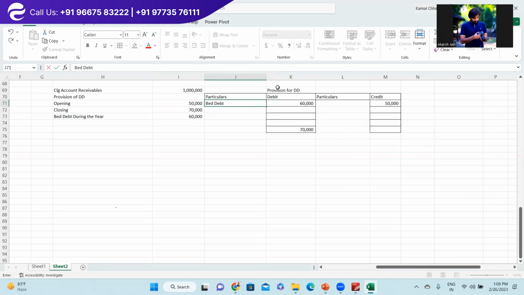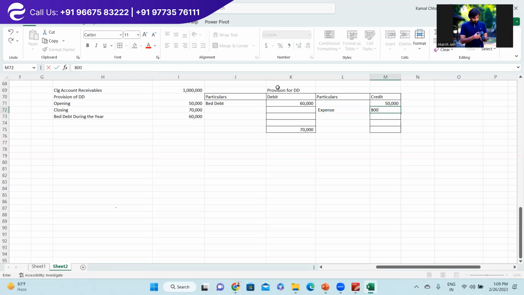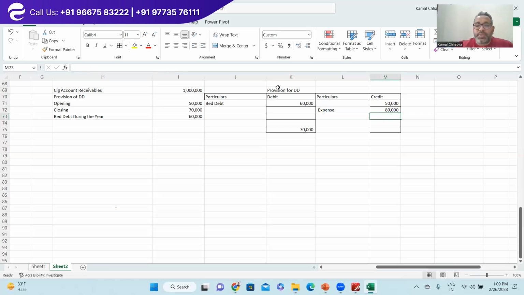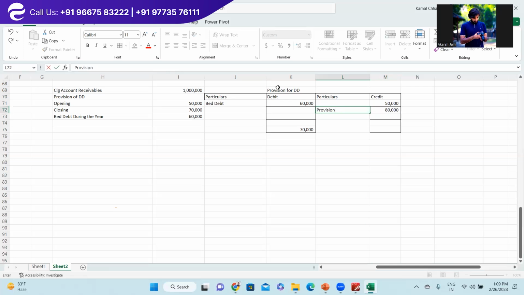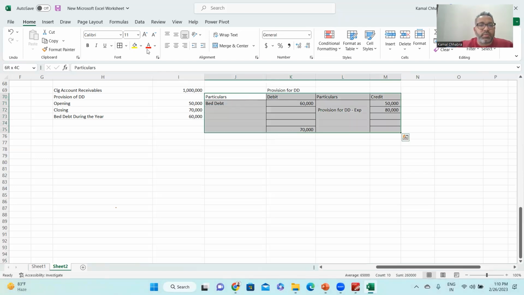Yes, it will be a debit. So how much is the expense for the year? Sir, plus 130, minus 50: 80,000. This is your expense. What do you call the provision for doubtful debt? This will go to the P&L. So this is the expense for the year. Right? Are you with me? Yes sir. So what will be the journal entries for this?